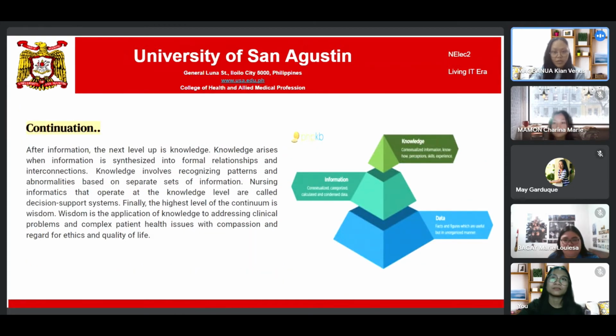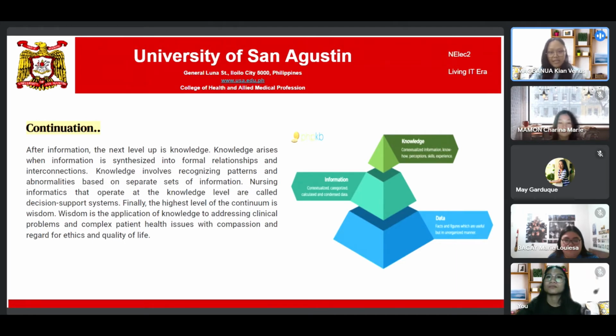To continue, after information, the next level up is knowledge. Knowledge arises when information is synthesized into formal relationships and interconnections. Knowledge involves recognizing patterns and abnormalities based on separate sets of information. Nursing informatics that operate at the knowledge level are called decision support systems.